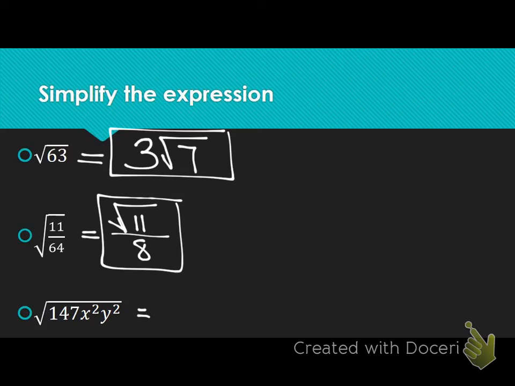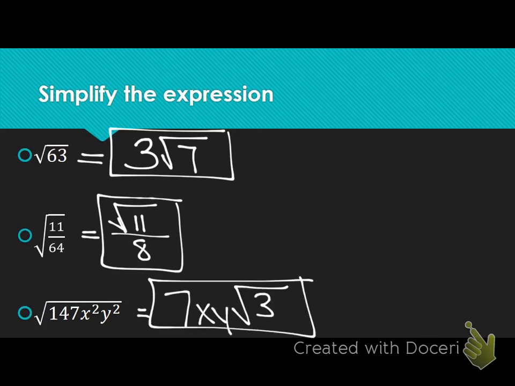But what do I do with my variables? X squared, y squared. Can I pull those out? For every multiple of 2 in your exponents, you can pull out 1. So since they're both squared, you can say 7xy square root of 3.